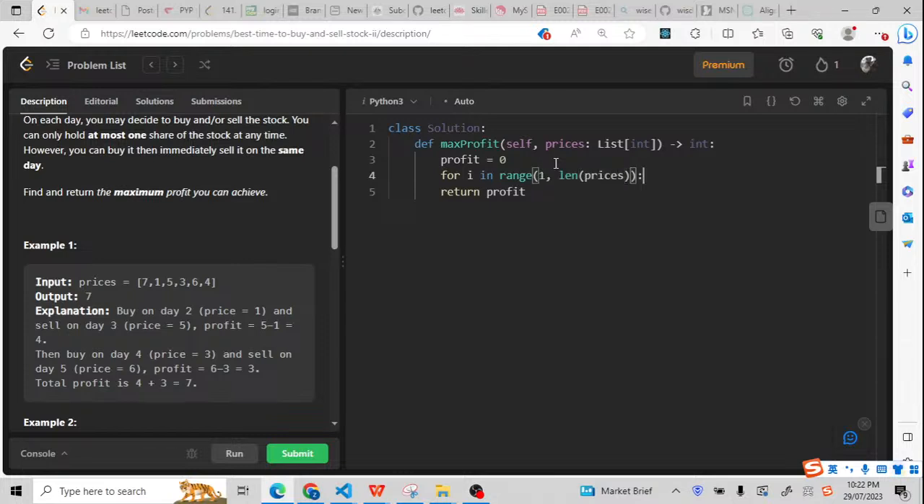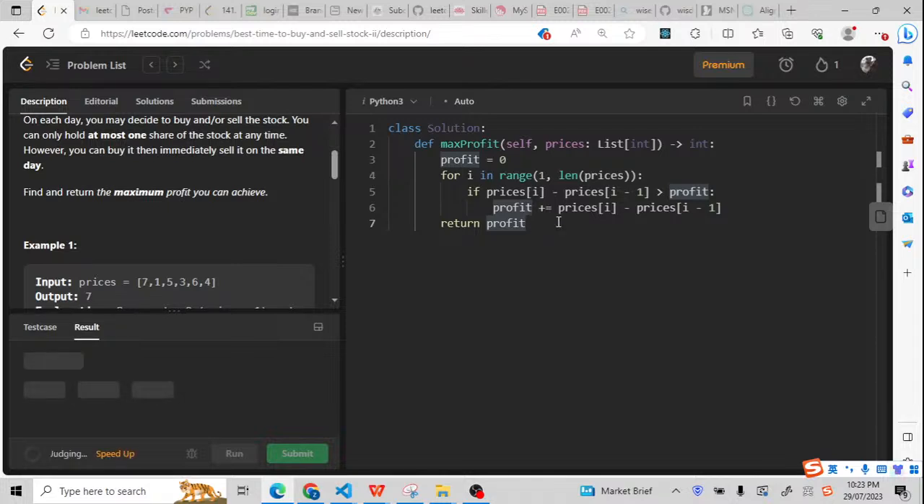So if the price of today minus the price of yesterday is more than 0, I got a positive profit. What I needed to do was just get the profit. So the profit should plus this one, because this is a positive number, I needed to add it. And finally, I just needed to return the profit. You can see that there are just like 5 lines. But the idea is the greedy idea.